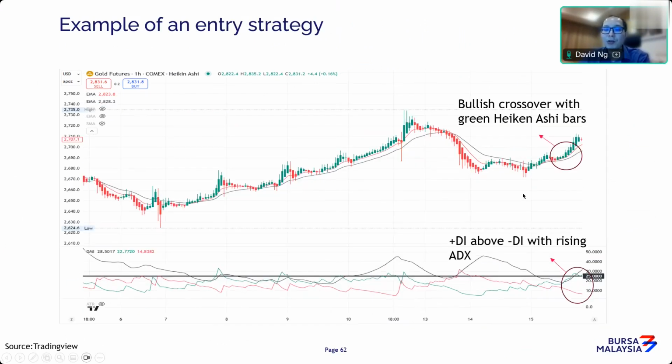So here's an example of an entry strategy. You can see the bullish Heiken Ashi candles, the green Heiken Ashi candles, and there's a bullish crossover on the moving averages. It's clearly identified by the positive DI crossing above the negative DI on the DMI indicator. But what's important also is that the ADX starts to go above 25. So there's a potential indication that this uptrend may just be starting. So it's a good time to get an entry signal here.